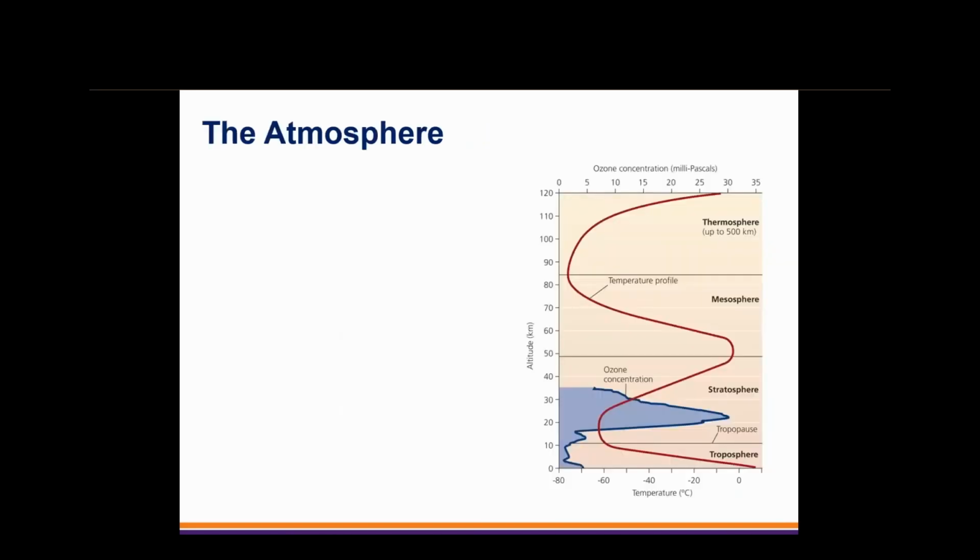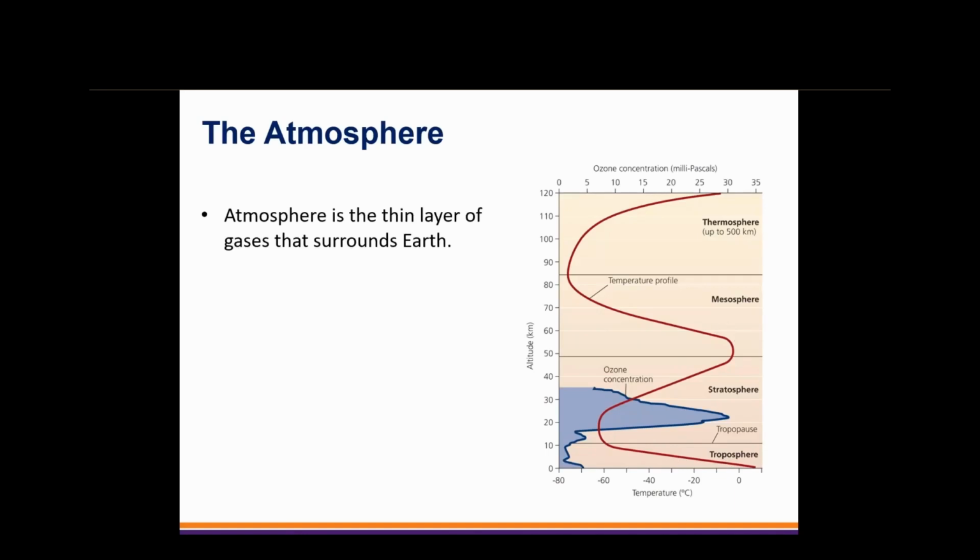Okay, let's look first at the atmosphere. The atmosphere is a thin layer of gases that surrounds the Earth. The Earth's atmosphere is a dynamic system that includes four layers. They are the thermosphere, mesosphere, stratosphere, and troposphere. The temperature of the atmosphere varies across the layers.